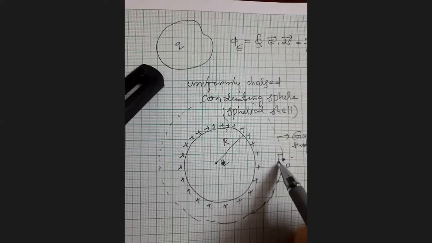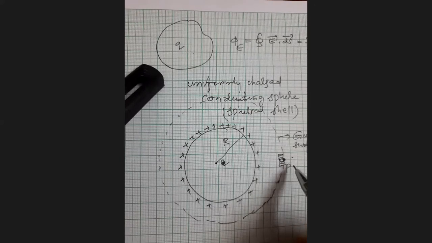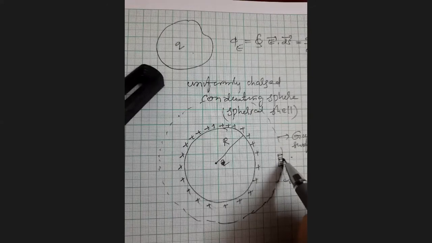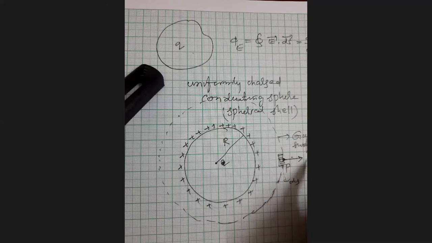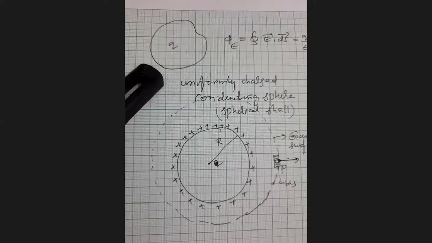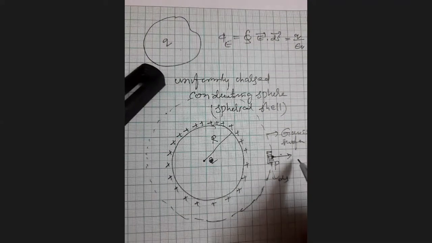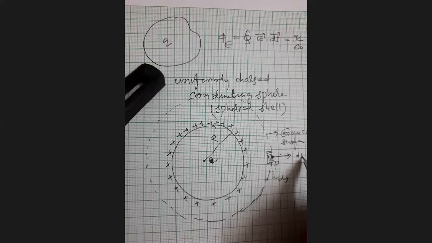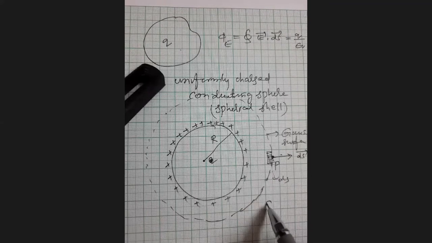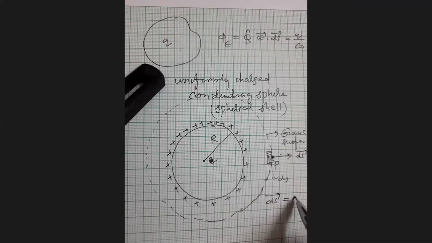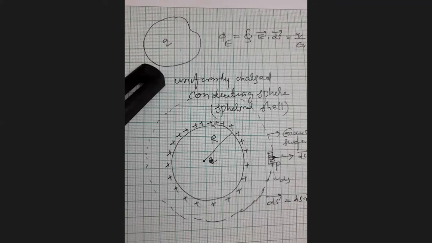Now, if you consider a small area element, that is ds, the direction of the small area vector is always perpendicular to that area. That is the outward normal unit vector, ds bar direction like this. So what is ds bar? ds bar is equal to ds into n cap.